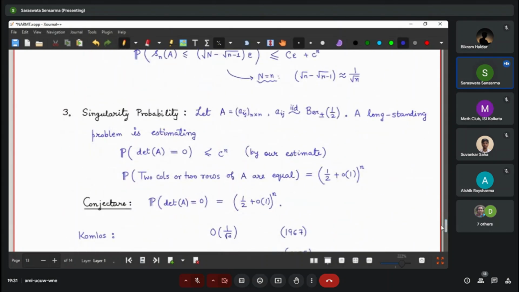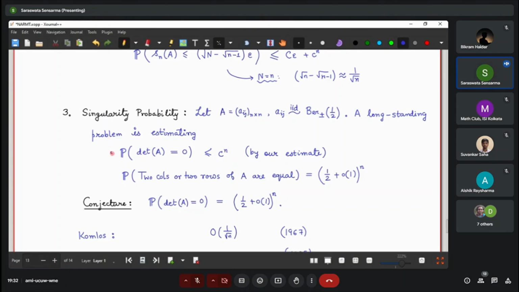And also finally, let me talk a little bit more about the singularity probability problem. Let's now fix Bernoulli matrices. A long-standing problem, very long actually, from the 1940s people have been trying to solve this, is estimating the singularity probability. What we have done is, this is our estimate, this is not from the 1940s. We have shown that it's less than c to the power n for some c, and if you trace out the argument carefully, you will see that c is smaller than 1. So at least we have some bound.